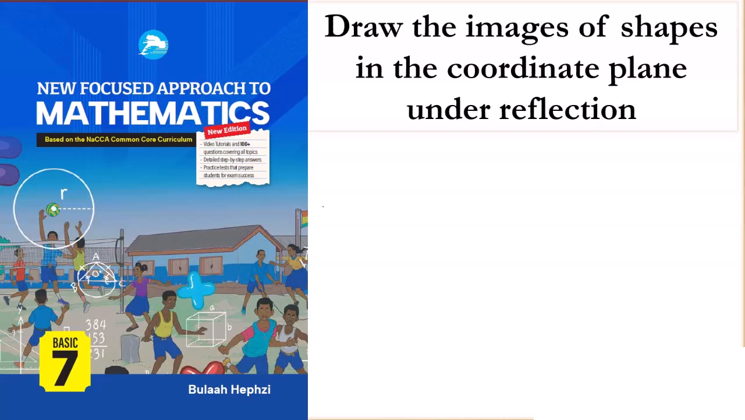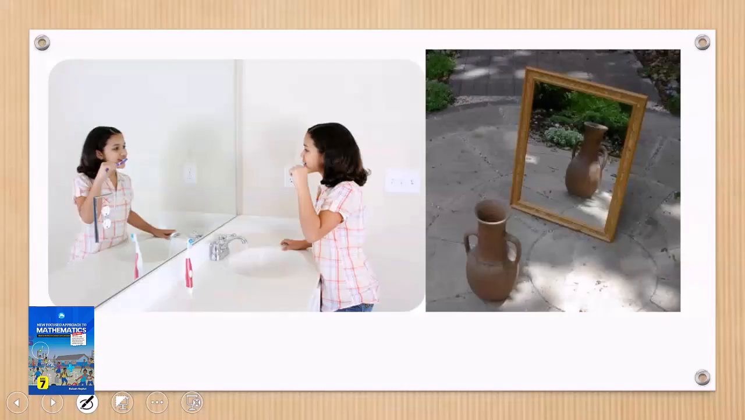This is the revised edition, and in this video, we want to learn how to draw the images of shapes in the coordinate plane under reflection. So we are in rigid motion, plot point, and then we'll reflect and see what the outcome of the image will be. When we talk of reflection, it's just like standing in front of a mirror and seeing your image. So you can see your reflected image.